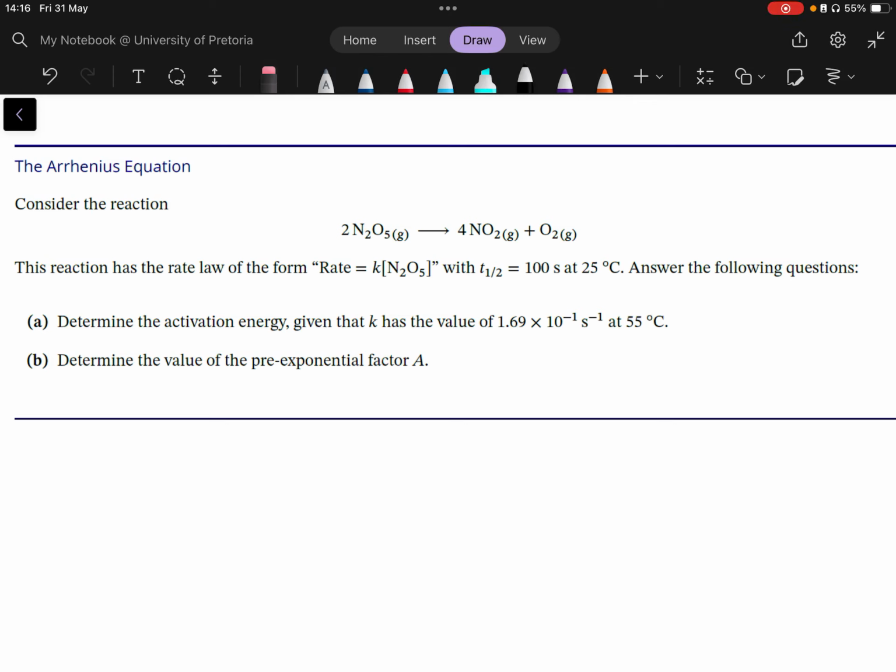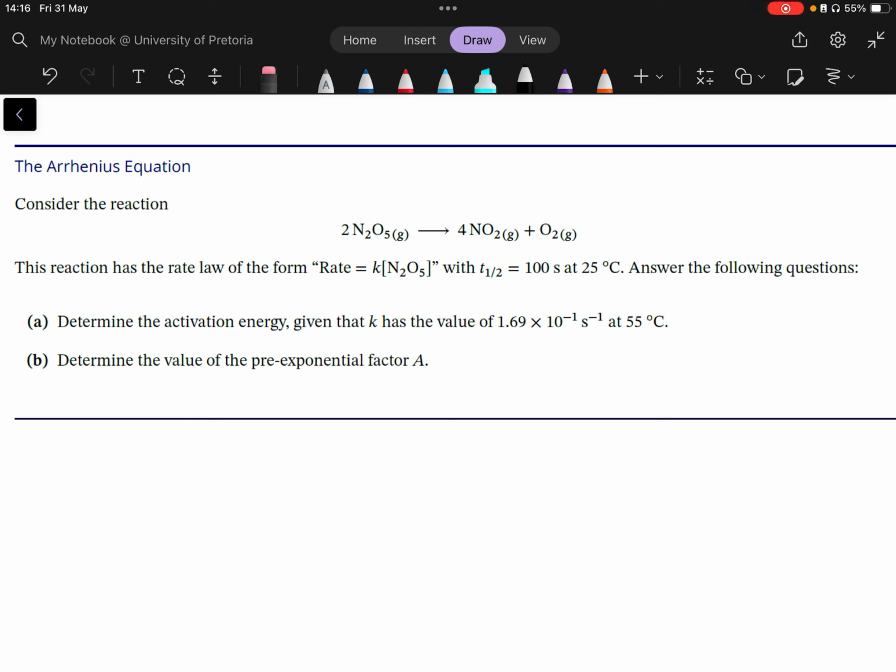All right, so let's look at an example of using the Arrhenius equation. The Arrhenius equation, of course, has to do with activation energy and the pre-exponential factor and those kinds of things. So we're given a reaction. We're told this reaction has a rate law of the form rate equals k, with a half-life of 100 seconds at 25 degrees Celsius. And we're asked some questions.